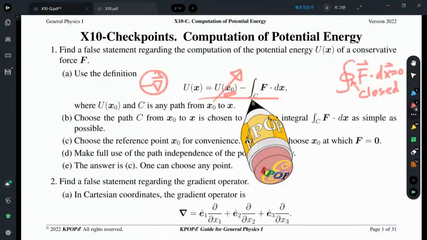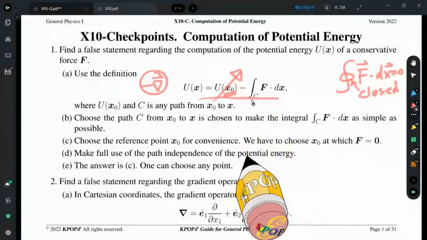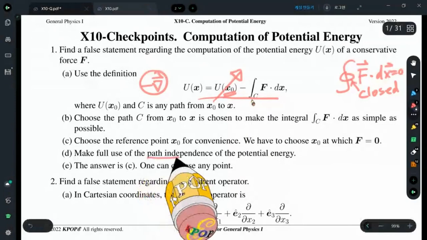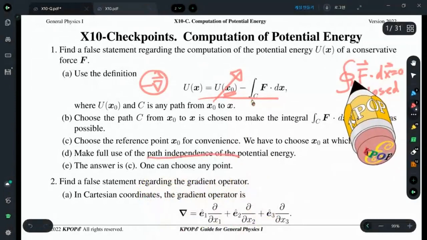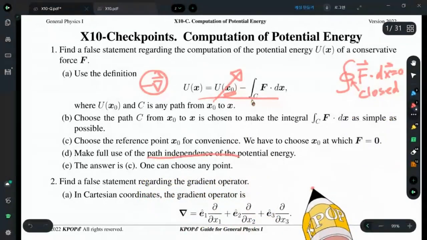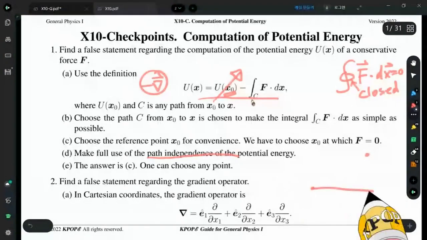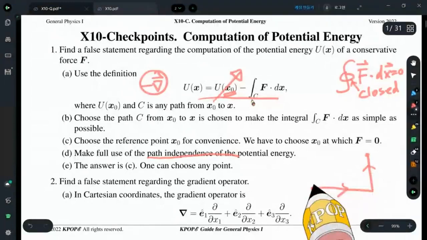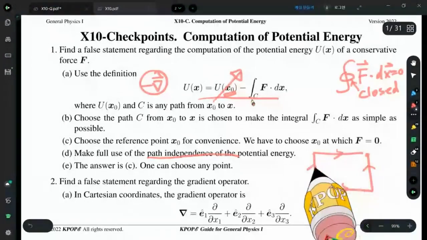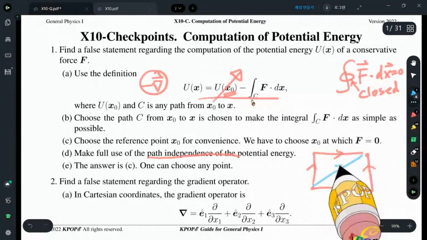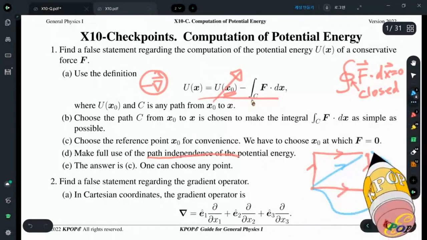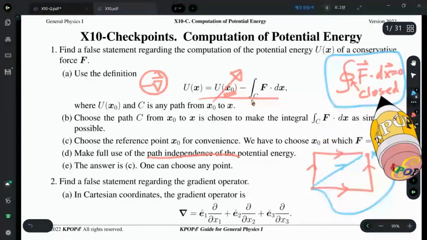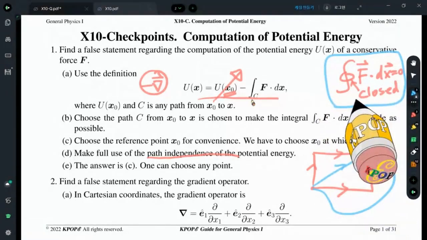Among them, you had better choose the simplest path, because we have a freedom to choose the path. For example, from here to there, sometimes it's better to choose this path, and sometimes another. In general, you can choose this path or any path because of the path independence of the integral.